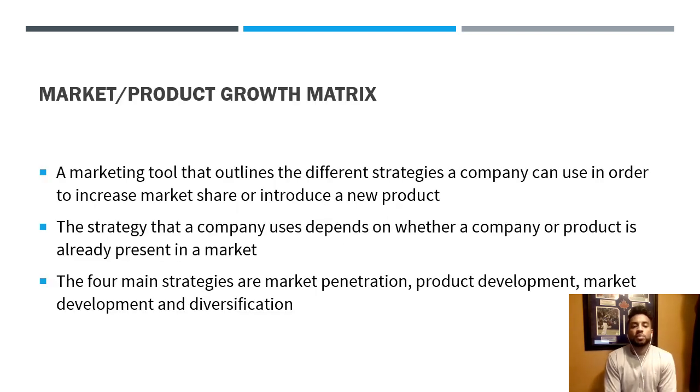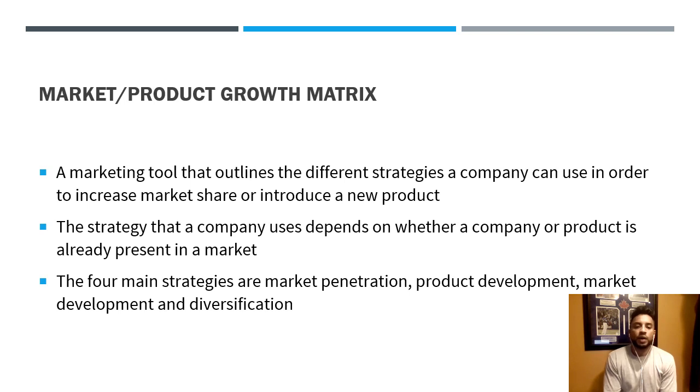So the first thing we talk about is a market product growth matrix. Basically, everything over here has the definitions. What I'm going to try to do for you guys is explain it in more detail. It's a marketing tool that outlines different strategies that companies can use in order to increase market share or introduce a new product. So if you're trying to increase your sales, increase your awareness, increase your visibility in the marketplace, this is what you use. If you're trying to introduce a new product, you use a market product growth matrix.